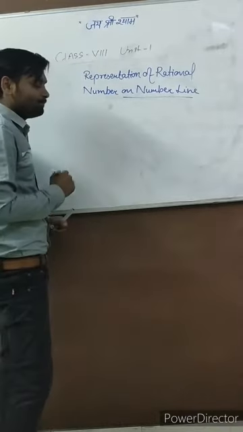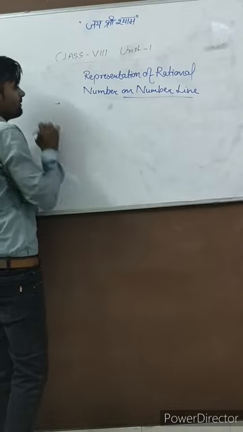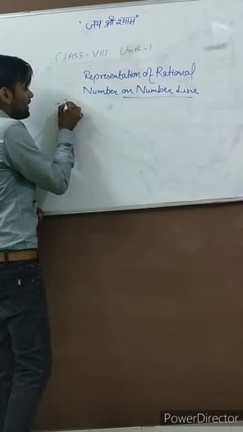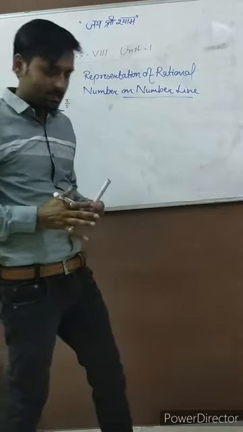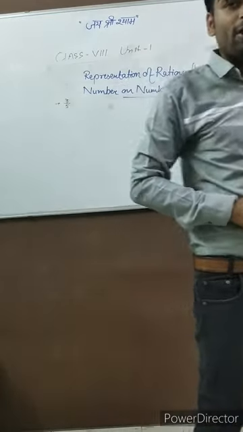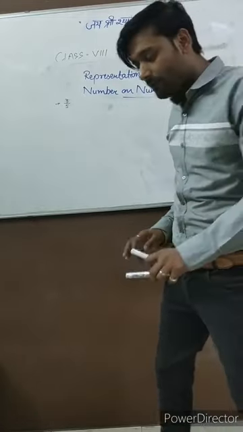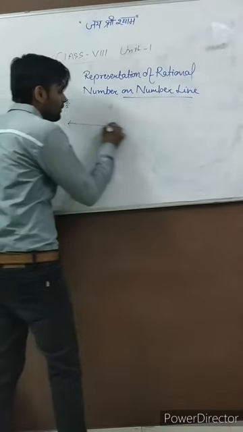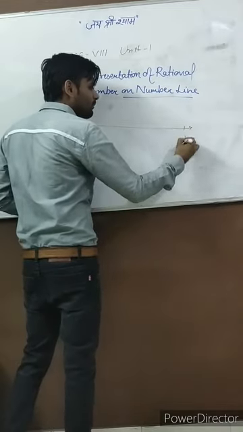Let's take an example. First, let's take a positive rational number. Let's take 3 divided by 5, and we have to represent this rational number on the number line. First we have to make a number line from 0 to 1. Let's take this point 0 and this point 1.